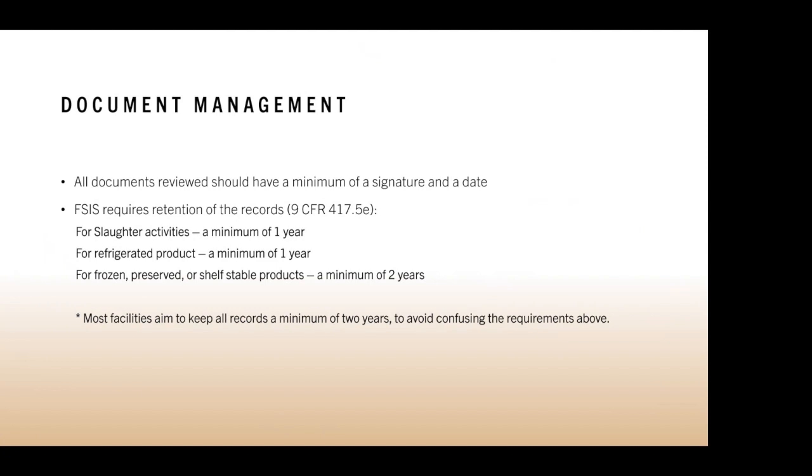And wrapping up, there are requirements to know about in relation to record keeping. All documents reviewed should have a minimum of a signature and a date. FSIS requires retention of the records under 9 CFR 417.5(e), where slaughter records are required to be kept a minimum of 1 year, refrigerated product records must be kept a minimum of 1 year, and frozen, preserved, or shelf-stable products must be kept a minimum of 2 years. Note that most facilities aim to keep all records at a minimum of 2 years to avoid confusing the requirements here.